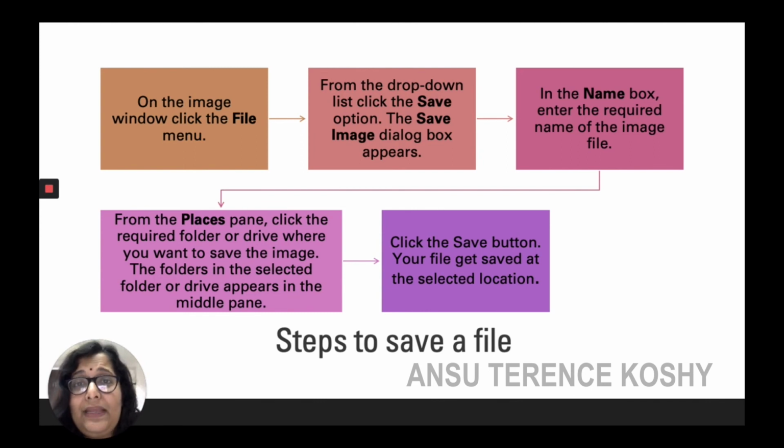And from the Places pane, that is on the left side, you can see all the folders of your computer. From that, you can select the folder or the drive where you want to place your image. So from the Places pane, click the required folder or drive where you want to save the image. The folders in the selected folder or drive appear in the middle pane. That is when you select the C drive, a folder name, anything. My name is Ansu. Maybe I save everything in Ansu. I click on that folder. Then the Ansu folder appears on the middle pane.